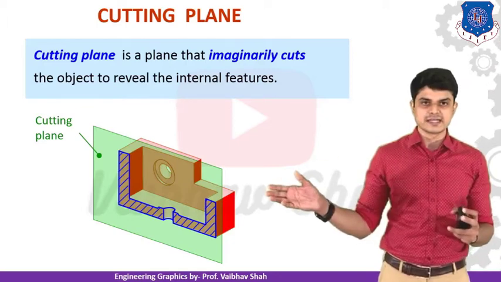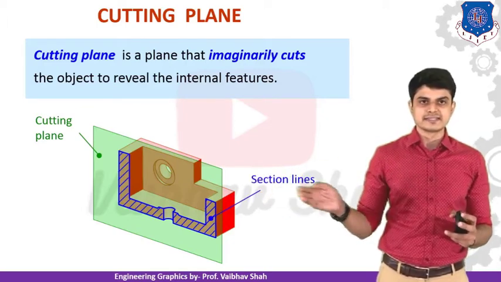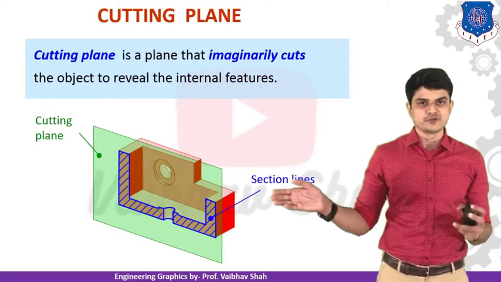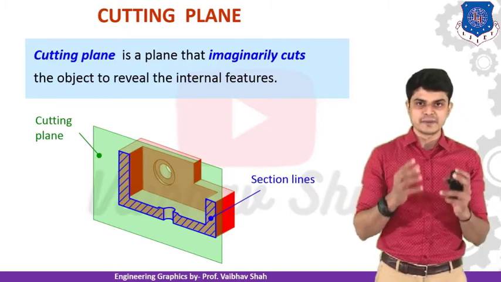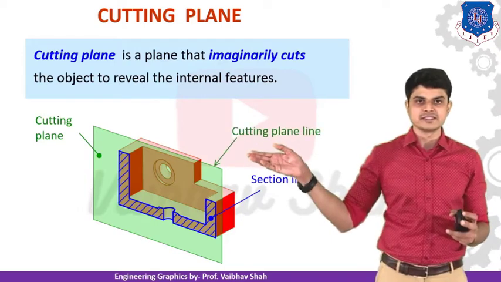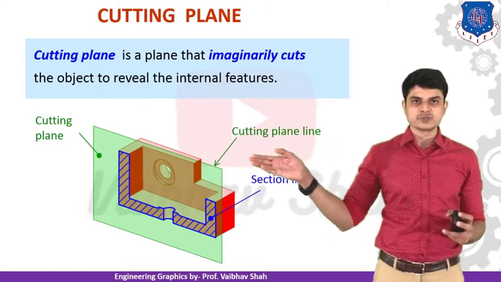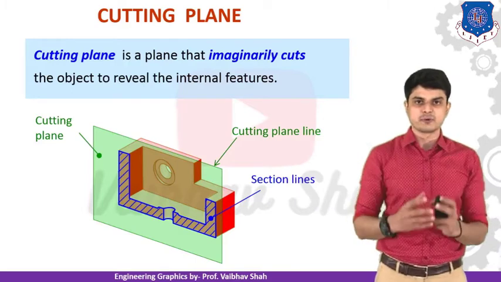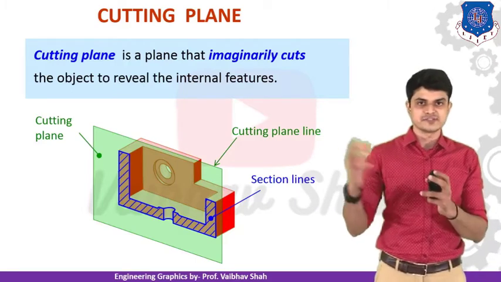This is known as the cutting plane. This is known as the section lines, and these are usually drawn at 45 degrees and spaced equally between each other. And this edge, or vertical top edge, is known as the cutting plane line. We show that line in our orthographic projection by a red line, which we have seen previously.